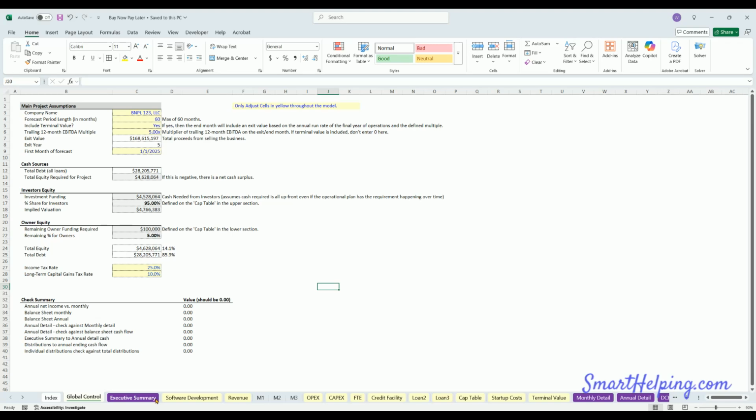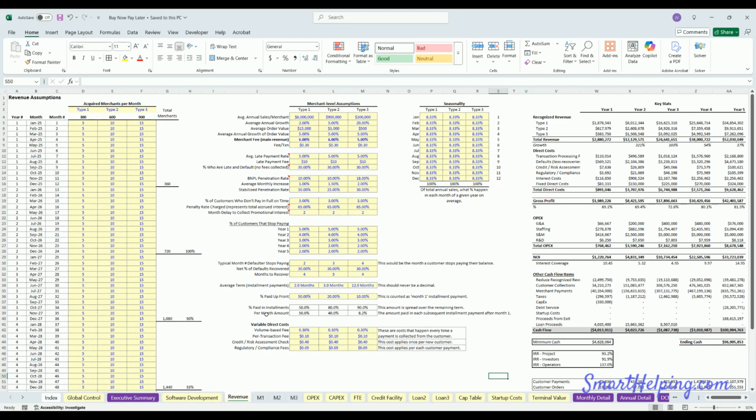And I want to start actually on the revenue tab because this is the most important where I can explain how things work. Then we'll kind of back up and go to software development, global control, and some of the other OPEX and loan facility areas, and then go to the details pro forma.